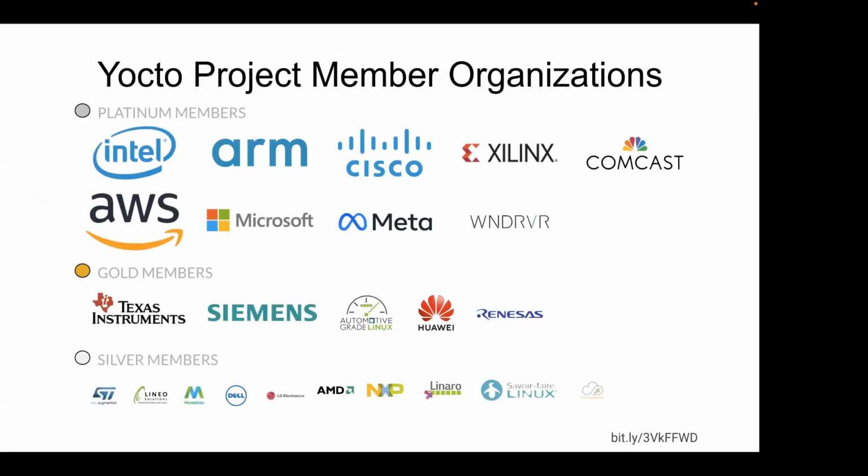Now, the Yocto Project member organizations change on a regular basis. This may not be an entirely up-to-date list of member organizations, but indeed, there are 3 levels of membership, and the level basically is indicated by the amount of engagement they have with the project, generally money and engineers that work on the various parts of the code and that sort of thing.